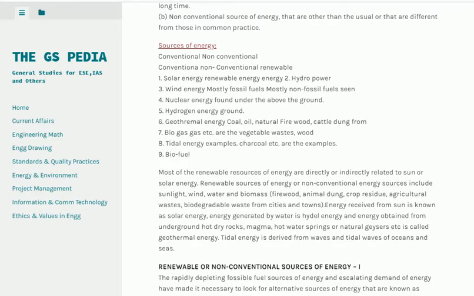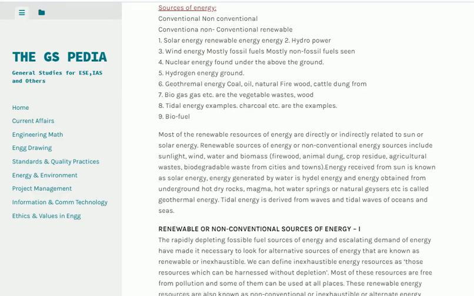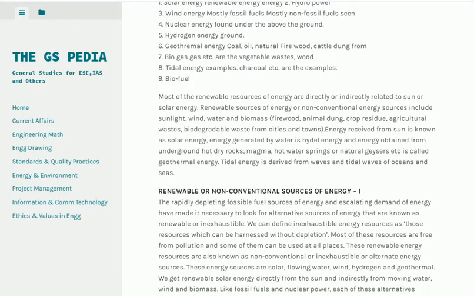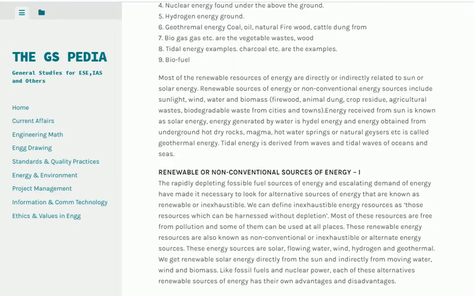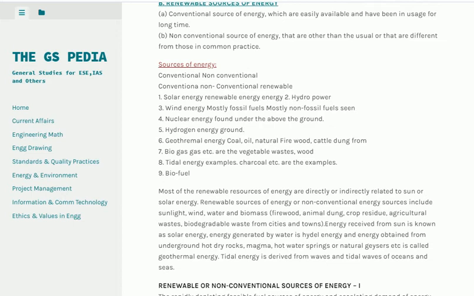Most of the renewable resources of energy are directly or indirectly related to the sun or solar energy. Renewable sources of energy or non-conventional energy sources include sunlight, wind, water and biomass, firewood, animal dung, crop residue, agricultural wastes, biodegradable waste from cities and towns. Energy received from the sun is known as solar energy. Energy generated by water is hydel energy, and energy obtained from underground hot dry rocks, magma, hot water springs or natural geysers, etc. is called geothermal energy. Tidal energy is derived from waves and tidal waves of oceans and seas.